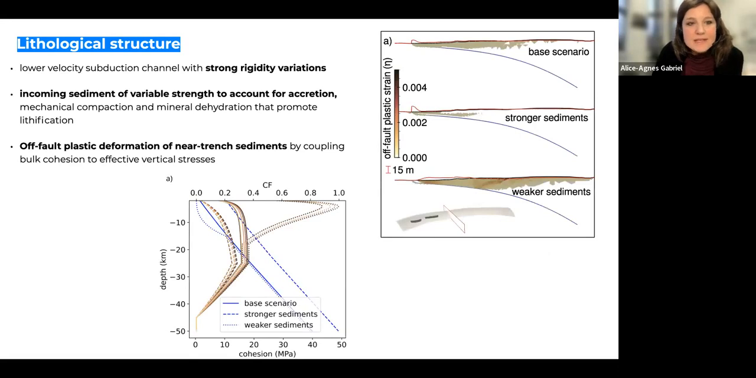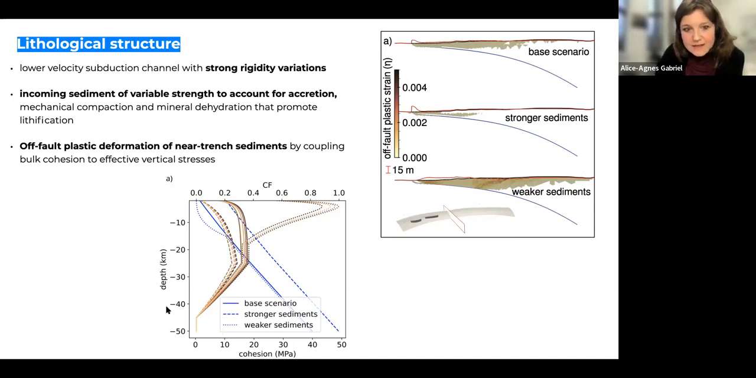The incoming sediment can be of variable strength to account for accretion, mechanical compaction, and mineral dehydration that promote lithification. So we have alternative models that have stronger or weaker sediments. And we do account for off-fault plastic deformation of these near-trench sediments by coupling the bulk cohesion, a parameter that's tricky to constrain, to effective vertical stresses. And our model is summarized here.